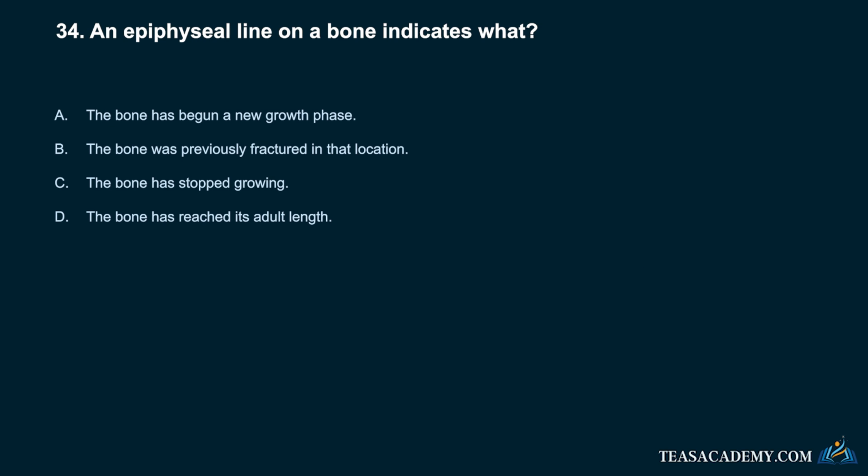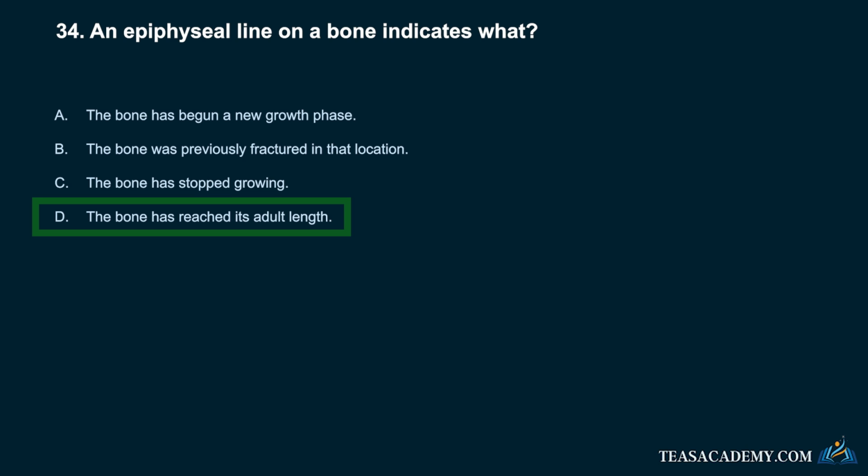34. An epiphyseal line on a bone indicates what? A. The bone has begun a new growth phase. B. The bone was previously fractured in that location. C. The bone has stopped growing. D. The bone has reached its adult length.